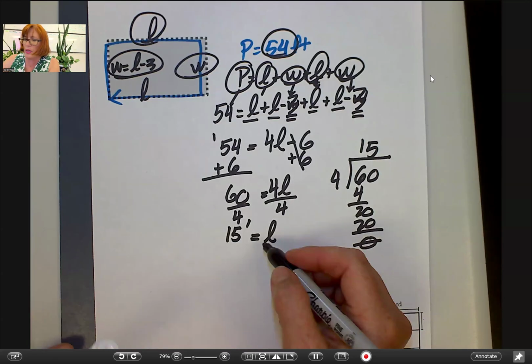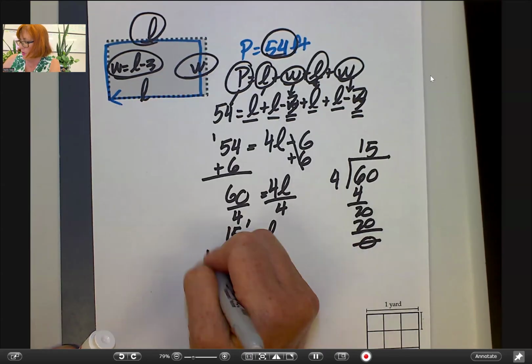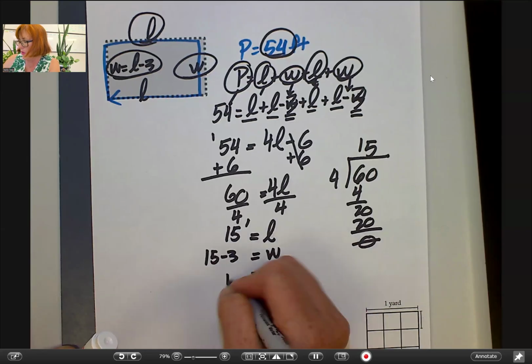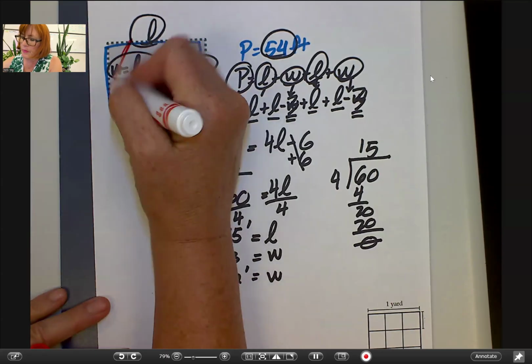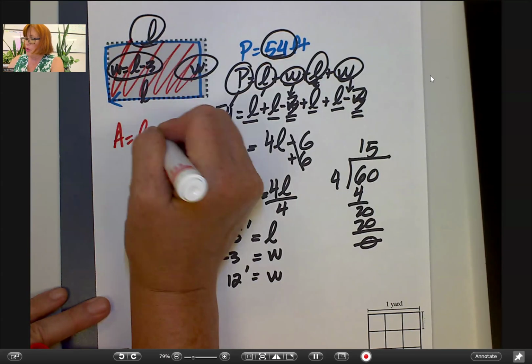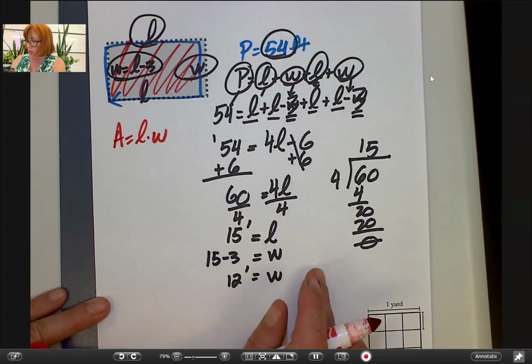Therefore, the width is minus 3, so the width is going to be 15 minus 3. So our width is 12 feet. So we just found the length and the width of the patio. Which means we can now do the area, because that's a cement concept.